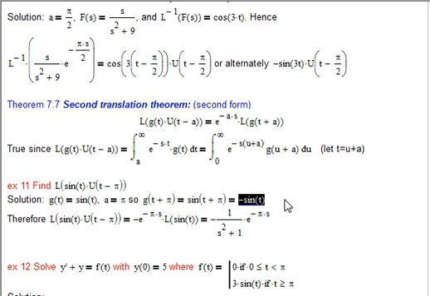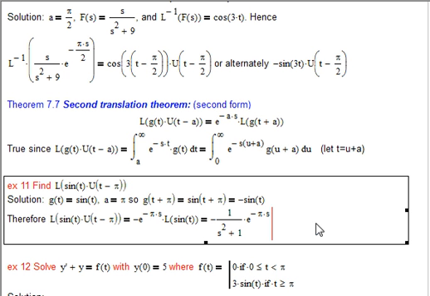So therefore, this transform is this part factored out, e to the negative pi s, times the Laplace transform of sine of t, which is 1 over s squared plus 1. And then, of course, the negative of that, and then times what we'd factored out, e to the negative pi s.